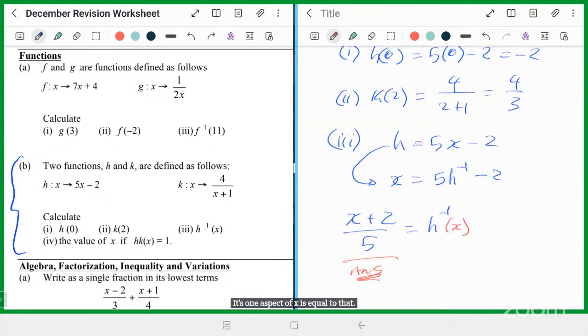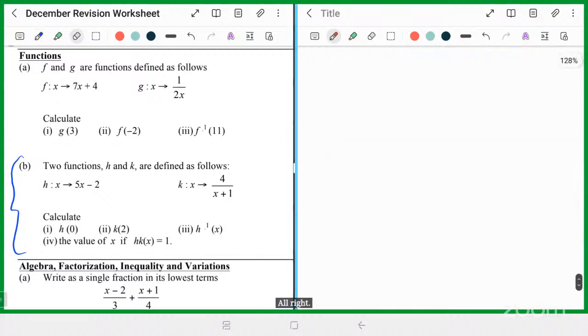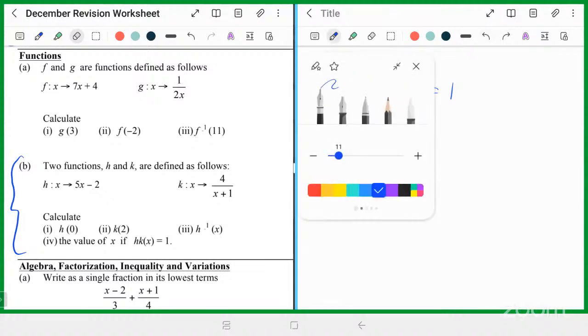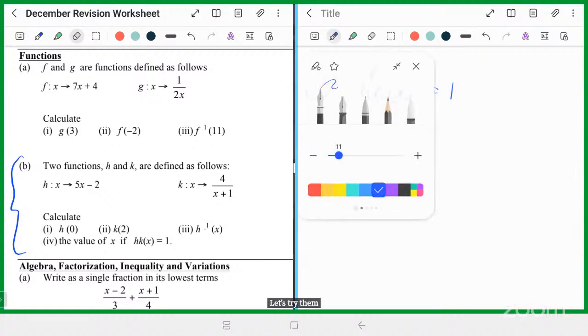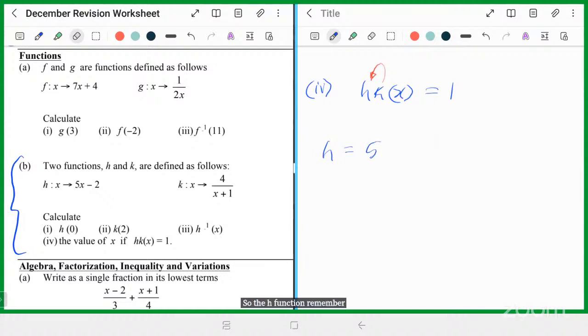Next part says, find the value of x if h of k of x is equal to 1. All right, that's part 4. h of k of x is equal to 1. So to do this, all we have to do is form the h of k and equate it to 1. The h of k is obtained by substituting the k function into the h function. Let's write them out again. So the h function, remember, is 5x minus 2, and the k function is 4 over x plus 1.